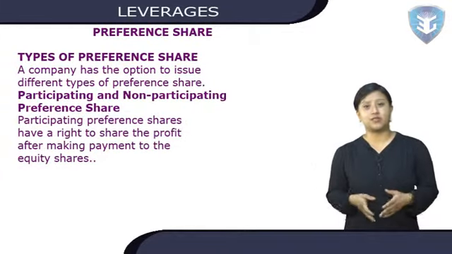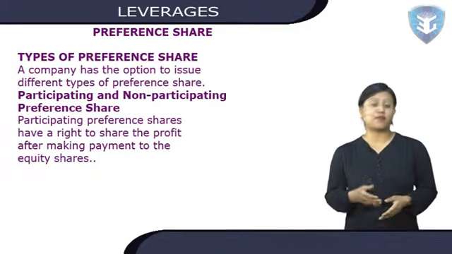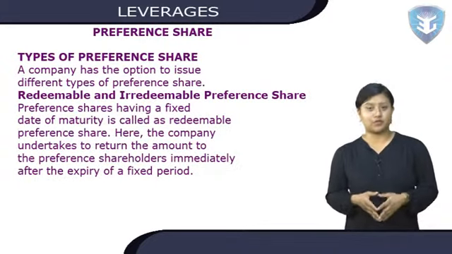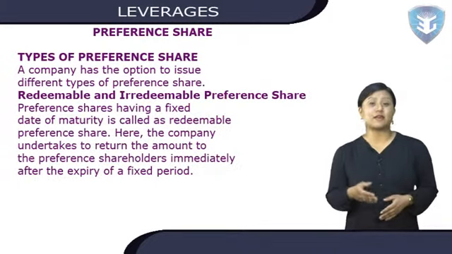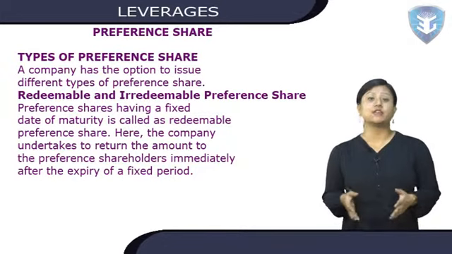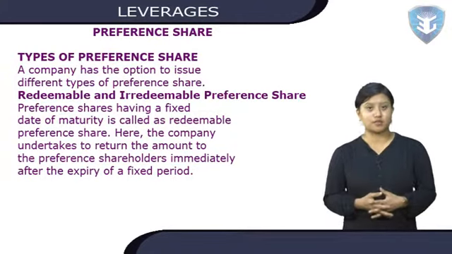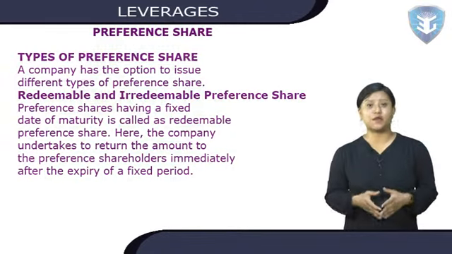Participating and non-participating preference shares. Participating preference shares have a right to share the profit after making payment to the equity shares. Redeemable and irredeemable preference shares. Preference shares having a fixed date of maturity are called redeemable preference shares. Here the company undertakes to return the amount to the preference shareholders immediately after the expiry of a fixed period.